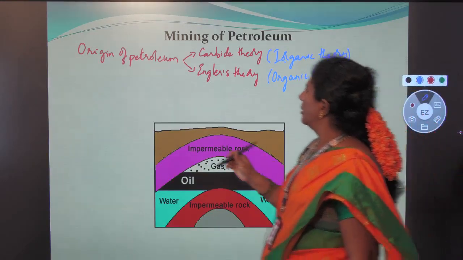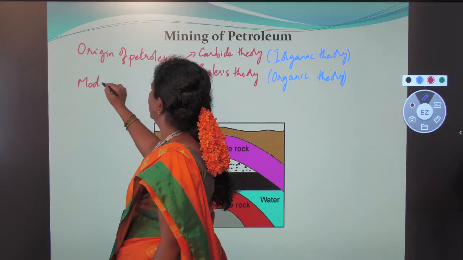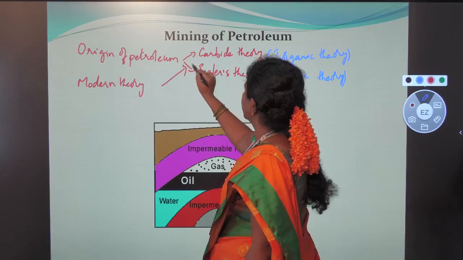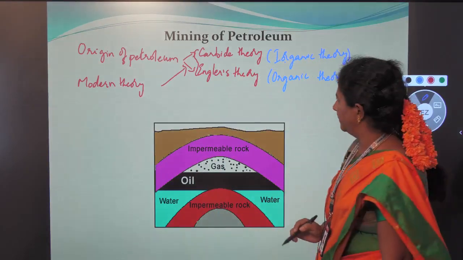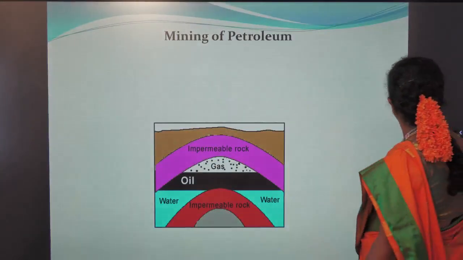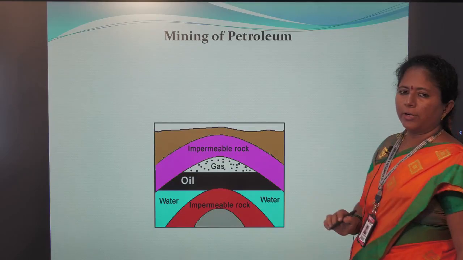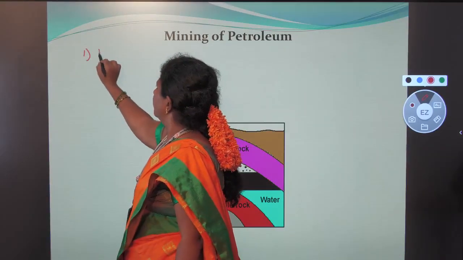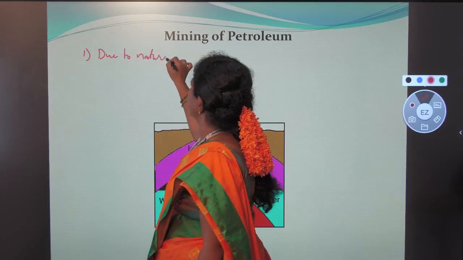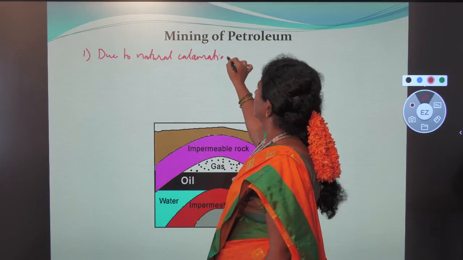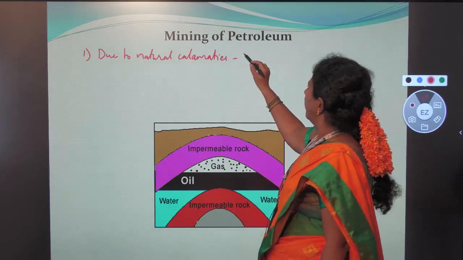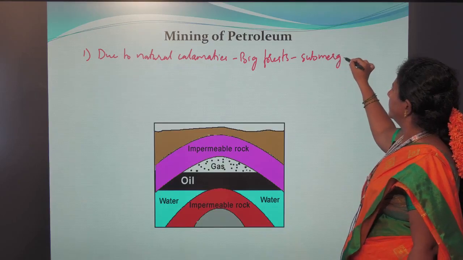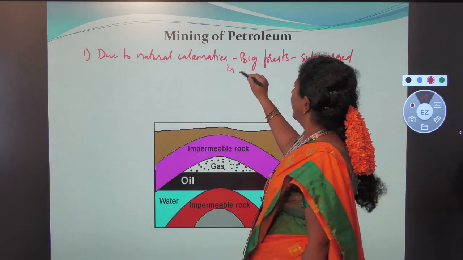So now coming to the modern method or modern theory of petroleum, it is the admixture of these two theories, both carbide theory and Engler's theory. According to this theory, the petroleum is formed due to natural calamities. So due to natural calamities, the big forests are submerged in Earth's crust.